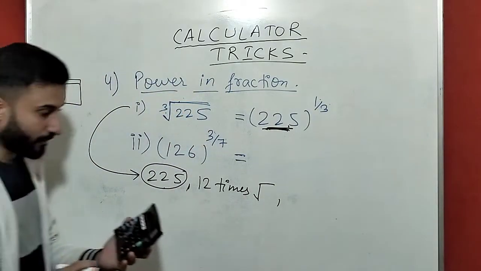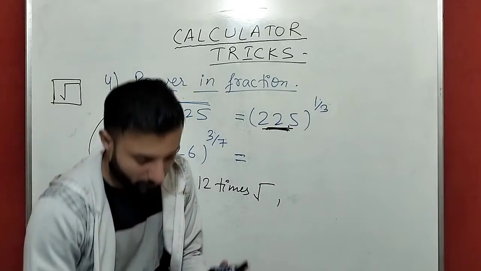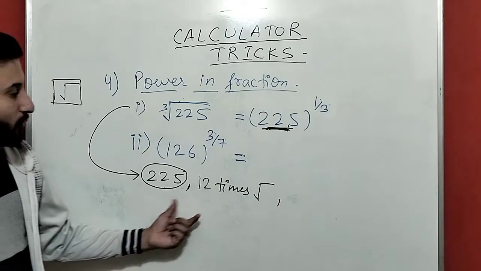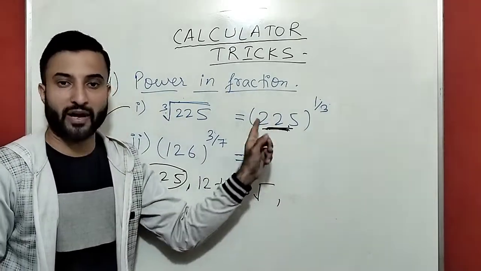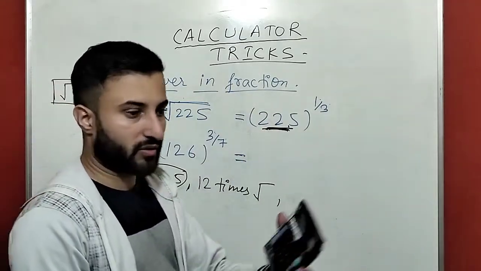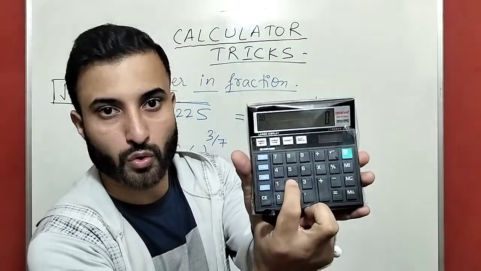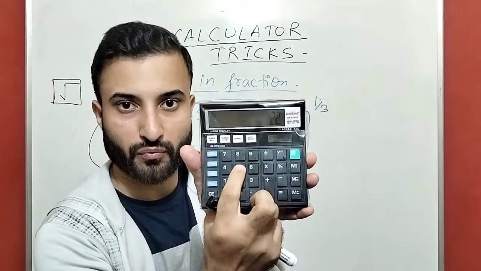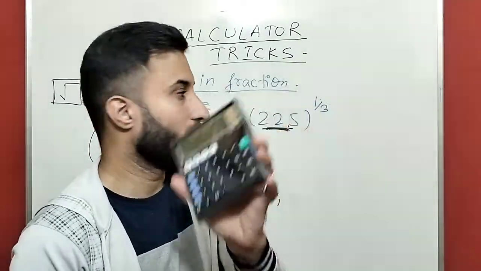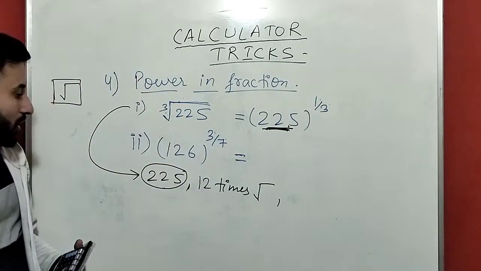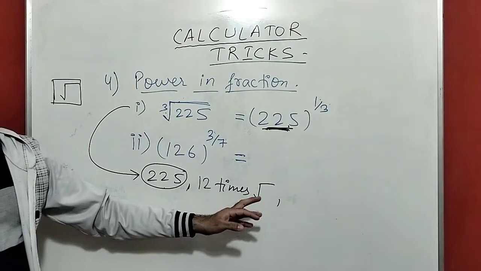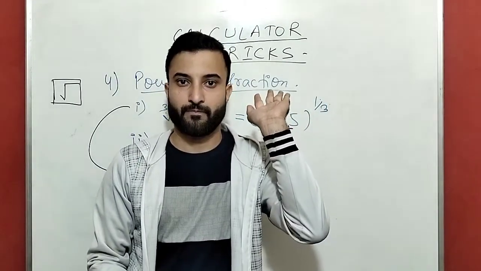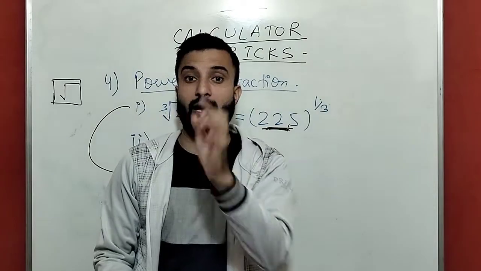Next step, guys, you have to do 12 times square root. First, type 225: first 2, then 5, 225. After that, you have to press the square root button 12 times. Don't do anything else. First step is type 225, then the square root button 12 times.